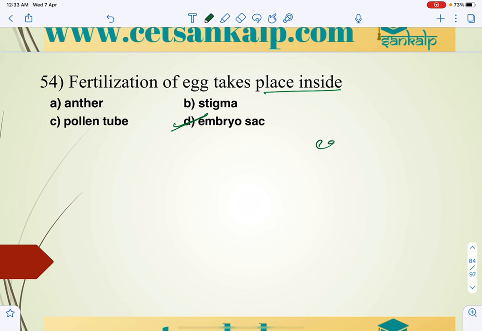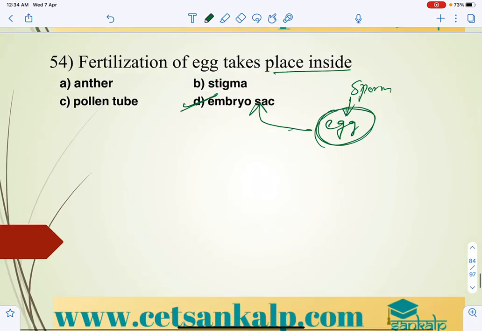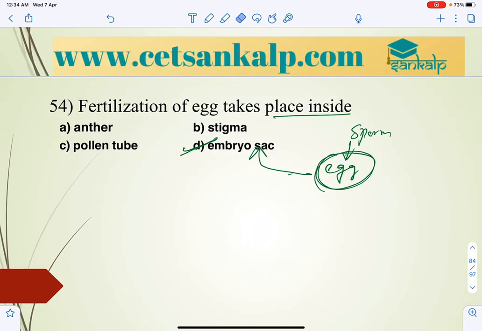Because fertilization means the male gamete, the sperm, with the egg, right? This egg is a part of the embryo sac. That is why we say embryo sac. As we all know, the anther produces male gametes in plants, called pollen grains. Stigma is a receptive surface for the pollen grain, and the pollen tube transfers the male gamete into the ovary. The pollen tube develops from the intine. So the answer is embryo sac.